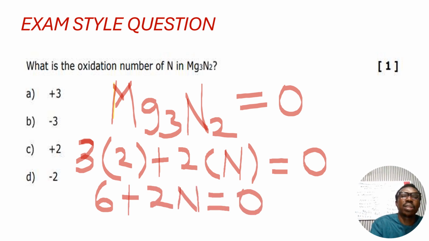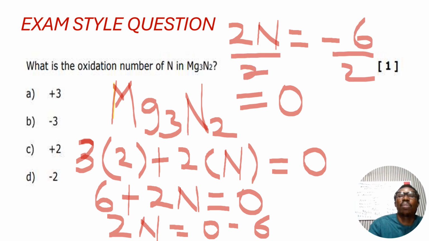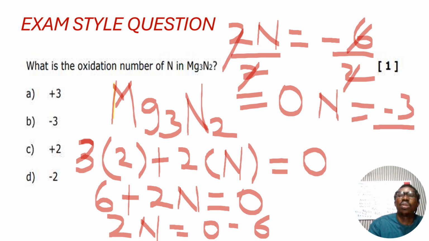So collect like terms. 2 nitrogen will be equal to 0 minus 6. So 2N will be equal to what? Minus 6. So divide both sides by 2 to get the oxidation number of nitrogen. Nitrogen now will be equal to minus 3. So the oxidation number of nitrogen in magnesium nitride, Mg3N2, is equal to -3. So the correct answer to this question is B, which is -3.